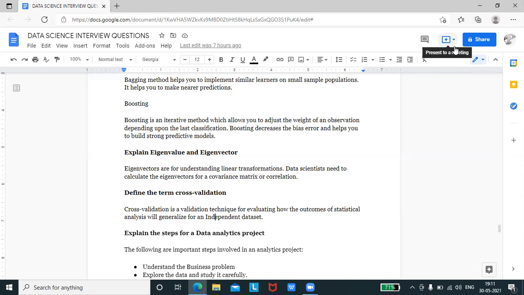The basic steps for cross-validation are: reserve a subset of the dataset as a validation set. Provide the training to the model using the training dataset. Evaluate the model performance using the validation set. If the model performs well with the validation set, perform the further step. Else, check for the issues.